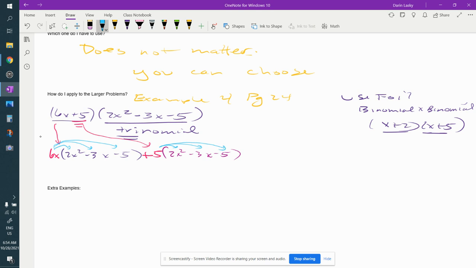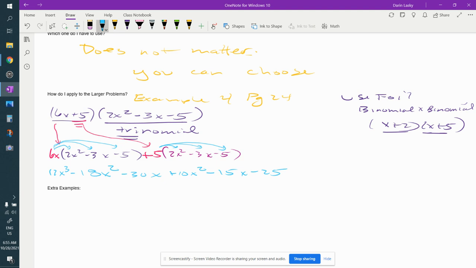So then I can just multiply through and say 12x cubed minus 18x squared. I'm just multiplying this one. 6x times negative 5 gives me minus 30x. Plus 5 times 2 is plus 10x squared. Positive 5 times a negative 3 is a negative 15x. And then 5 times a negative 5 is a minus 25.